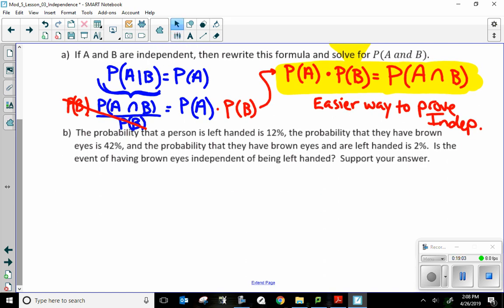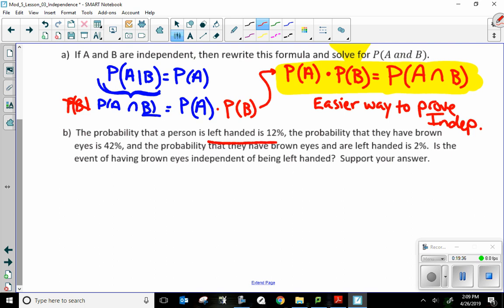We have a word problem here. Let me erase some of this. The probability that a person is left-handed is 12%. The probability that they have brown eyes is 42%. And the probability that they have brown eyes and are left-handed is 2%. Is the event of having brown eyes independent of being left-handed? Support your answer.